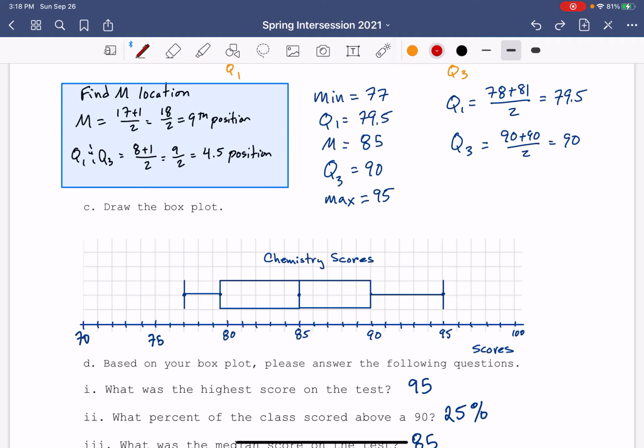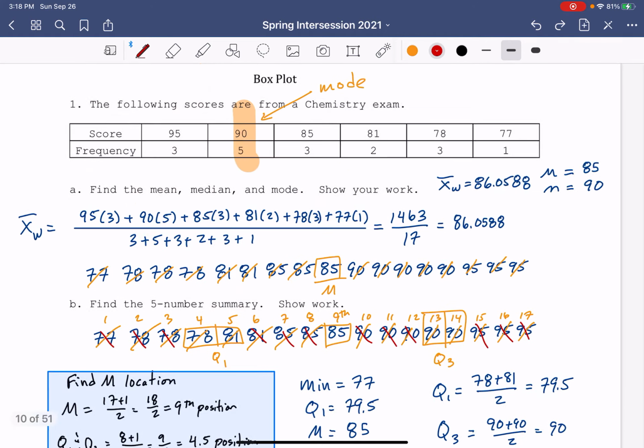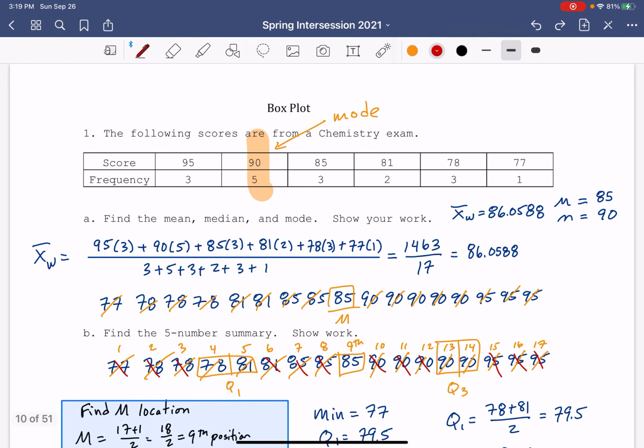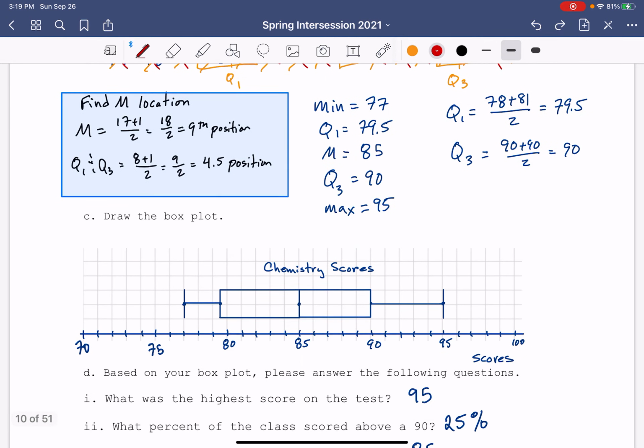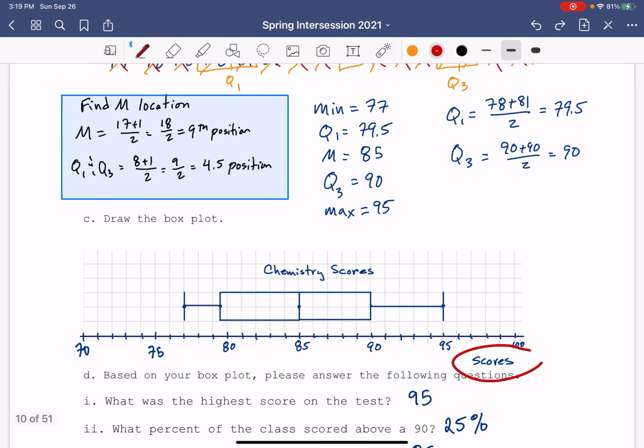Now, as you can see, chemistry scores. They are scores, right? They're scores from a chemistry test. Okay, so chemistry scores. This is scores. You have to put a label here.